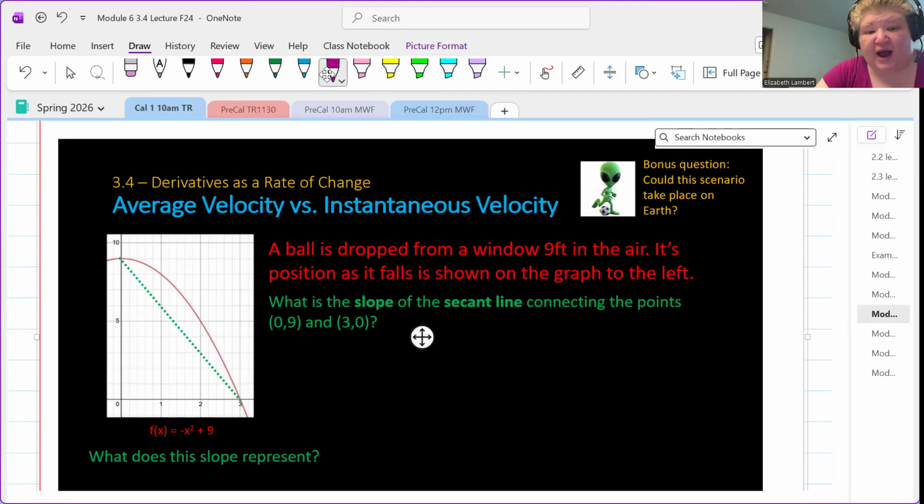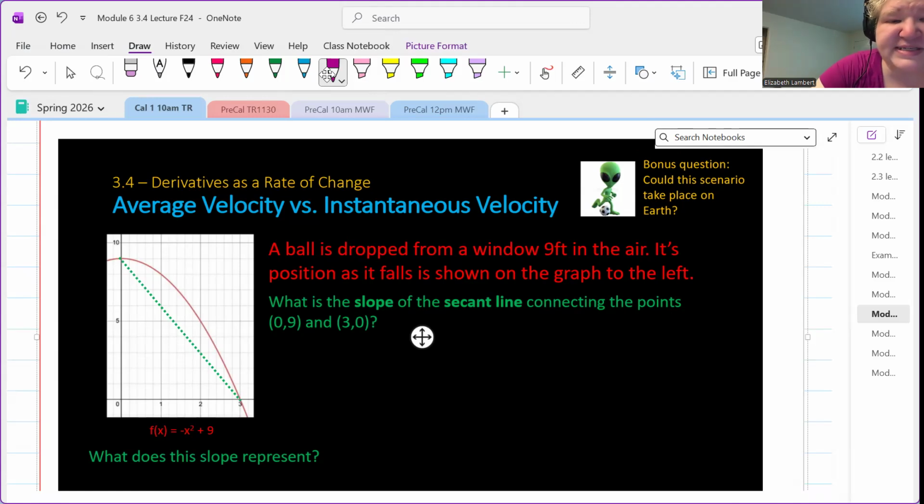When we look at this graph at 3 seconds, because that's our input number, that's what we assume usually, the output is at 0. So in 3 seconds, this ball hits the ground. Now, 9 feet is not very tall. 3 seconds, 1 Mississippi, 2 Mississippi, 3 Mississippi. That's a very slow drop.